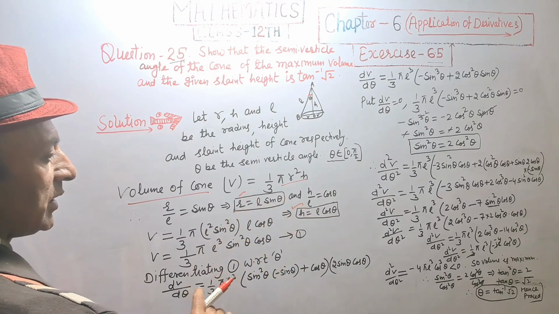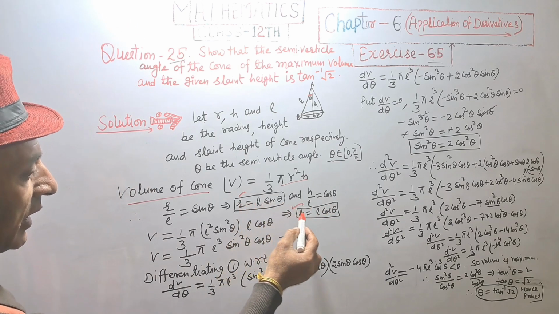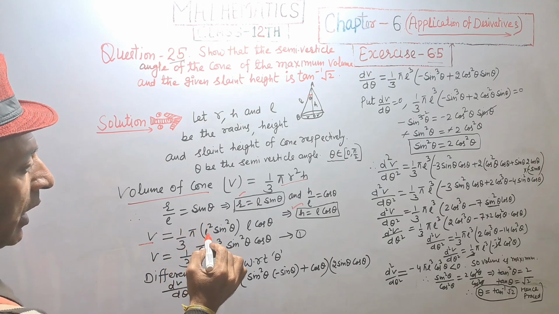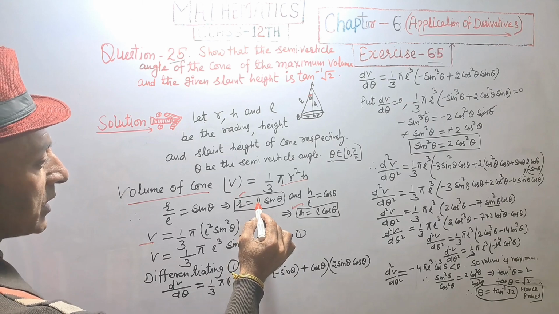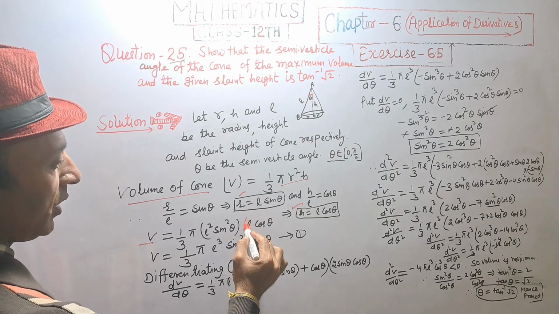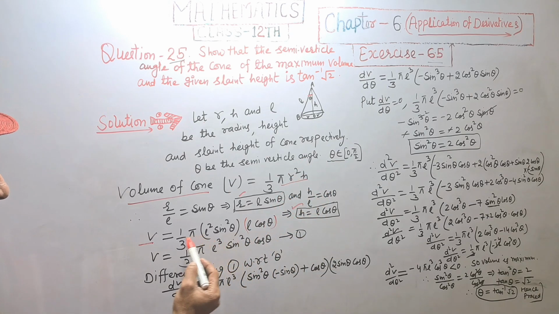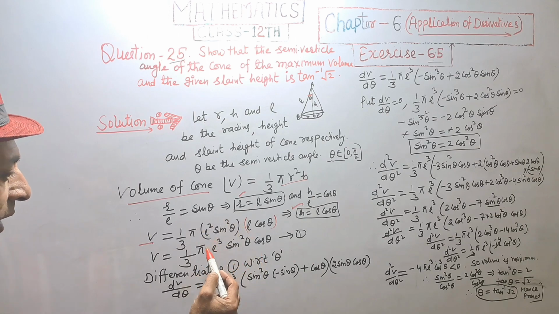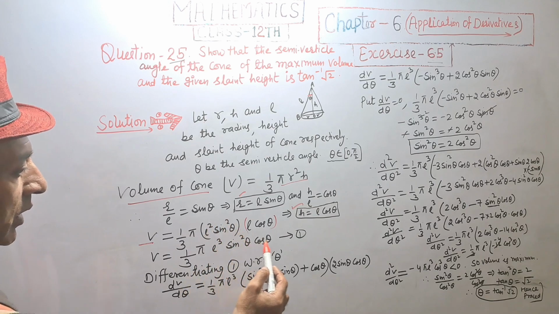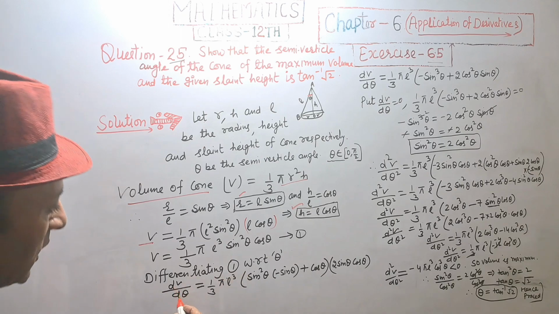R is equal to L sin theta, H is equal to L cos theta, and we are putting R and H in volume V, 1 upon 3 pi r square. R square means L square sin square theta into H. H is L cos theta, and L square multiply by L, that is L cube, 1 upon 3 pi L cube sin square theta cos theta. It's equation number first, and we are differentiating equation first with respect to theta.